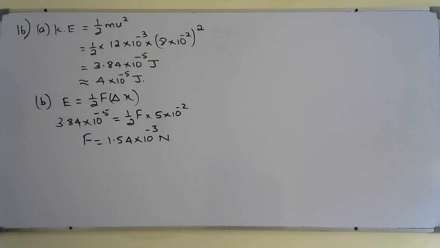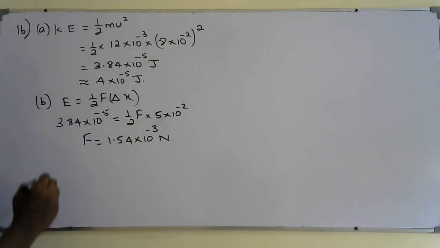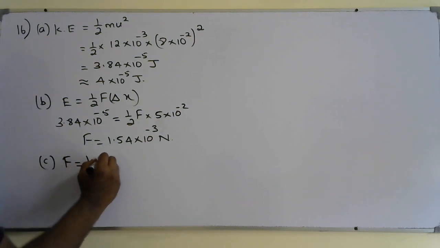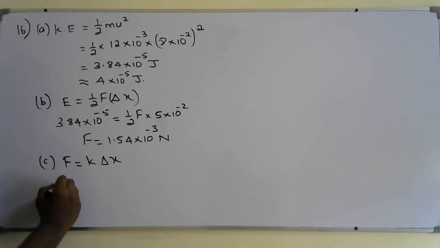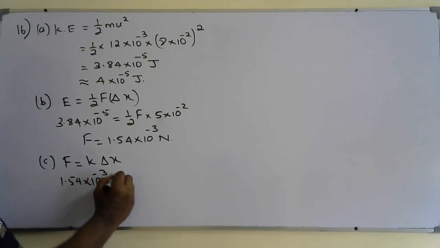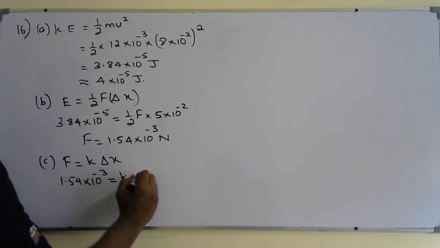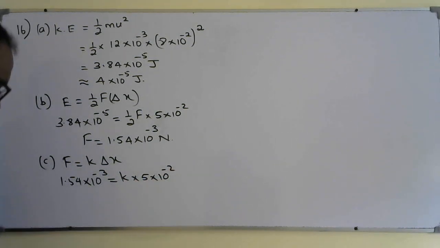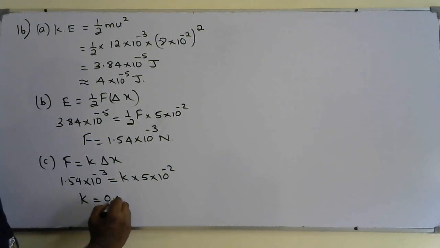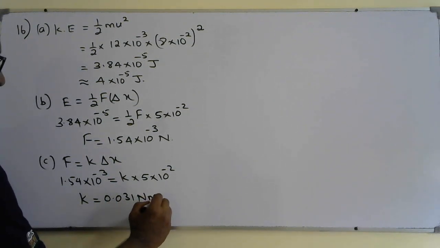So C part, determine the stiffness. Stiffness is the spring constant k. We know the force F equals k delta x, Hooke's law. So force 1.54 × 10^-3 equals k times delta x, 5 centimeter, 5 × 10^-2. So find k, that will be equal to 0.031 newton per meter.